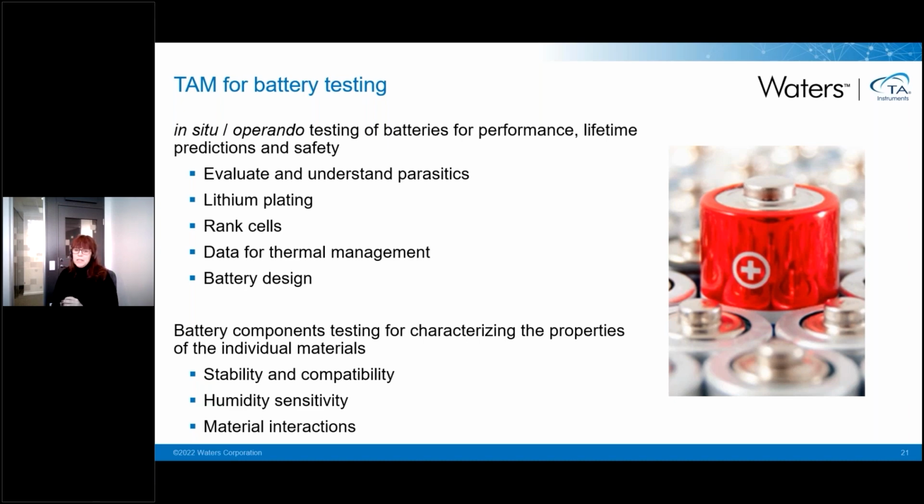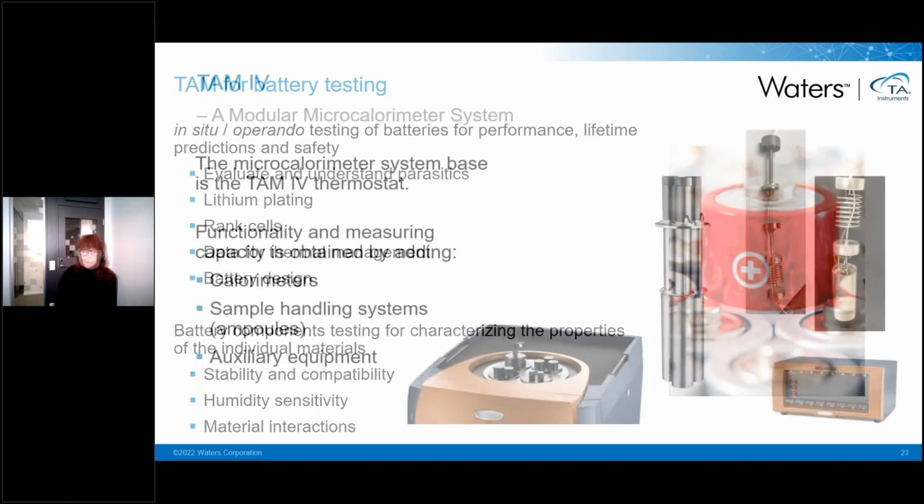As well as looking at whole batteries, we can also look at battery components or individual components to characterize these properties. So we can do stability and compatibility, look at humidity sensitivity by changing the relative humidity over a sample, looking at sorption reactions, and material interactions within liquids or slurries as well.